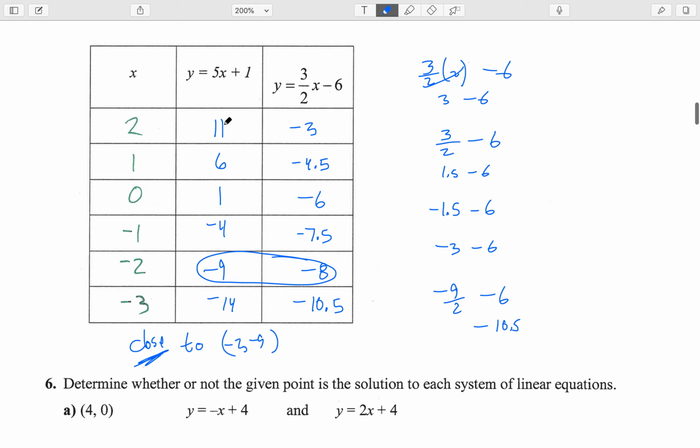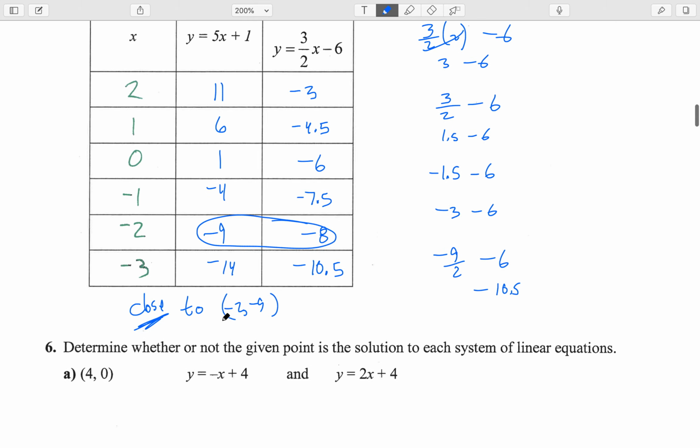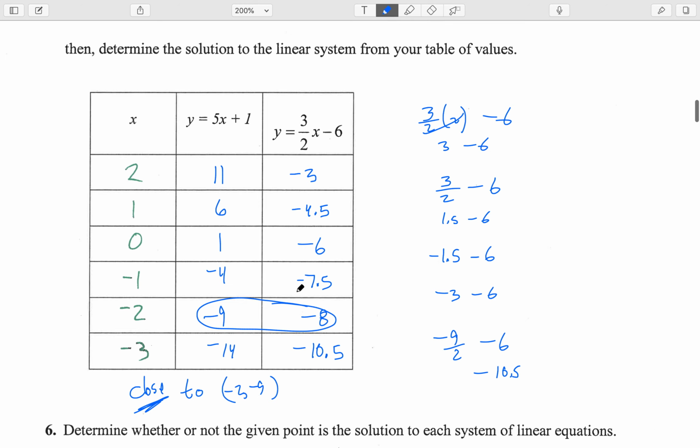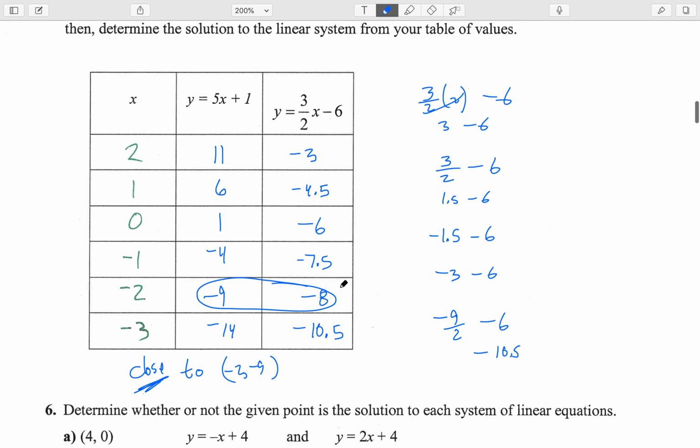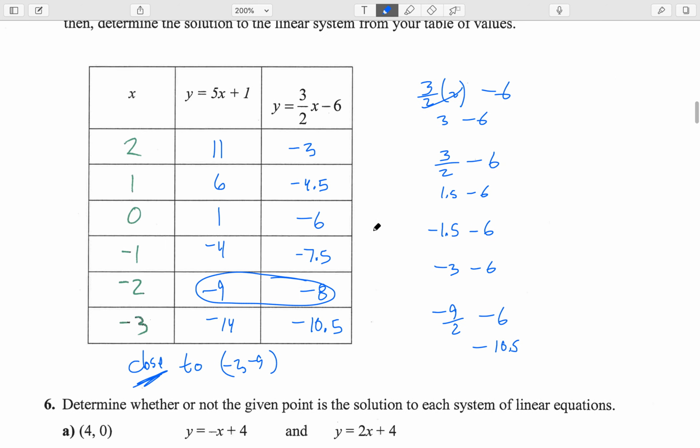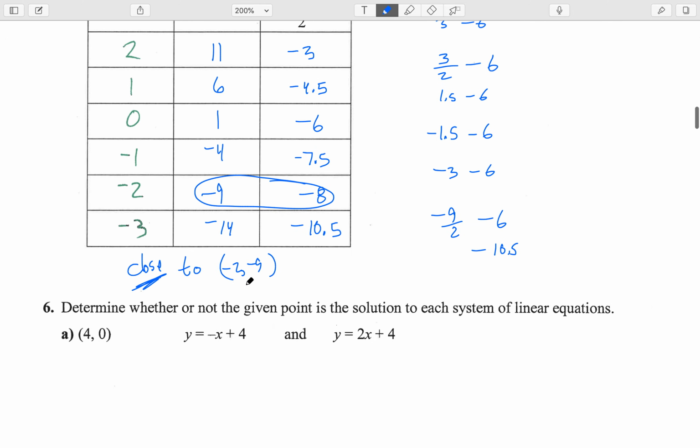But seeing these are far apart, this is the closest one to get together. So it's going to be a decimal. It's going to be close to that. So if you wanted to do that accurately, well, we'd have to do it algebraically. So from this table, it's kind of limited.